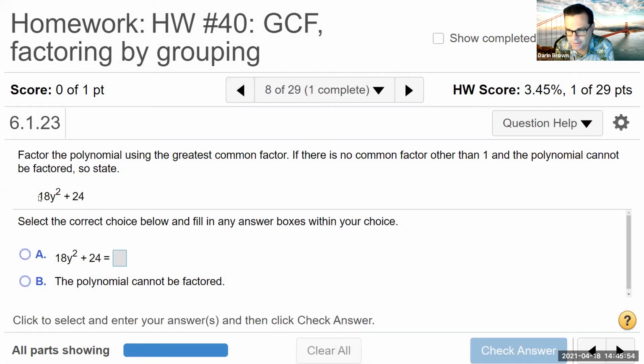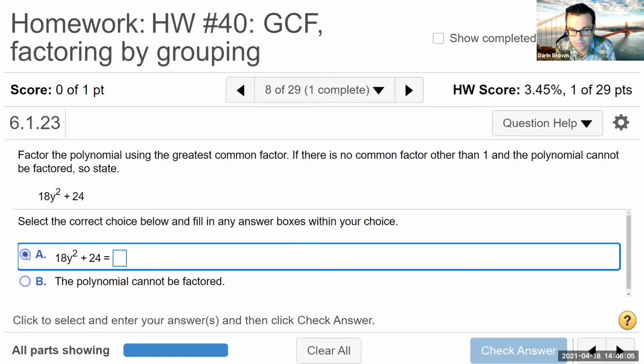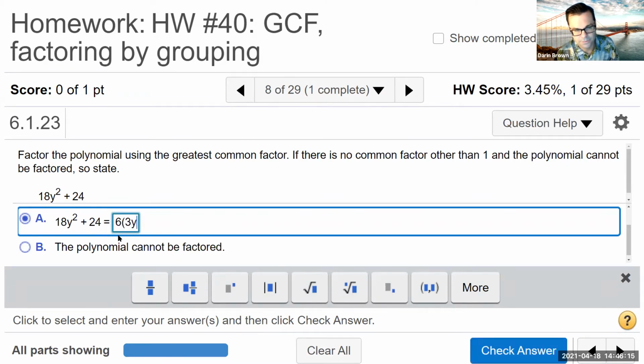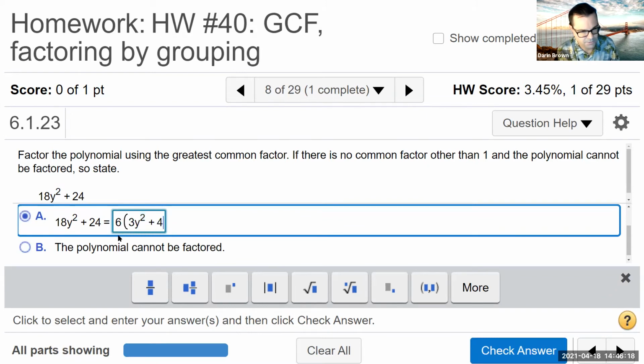There's a similar thing here. There's y squared and a constant term. So there's no way that we're going to be able to factor out anything other than the numerical coefficient. So 18 and 24, those have a GCF of 6. So I'm going to factor out 6, 3y squared plus 4. Notice that would give me 18y squared plus 24.